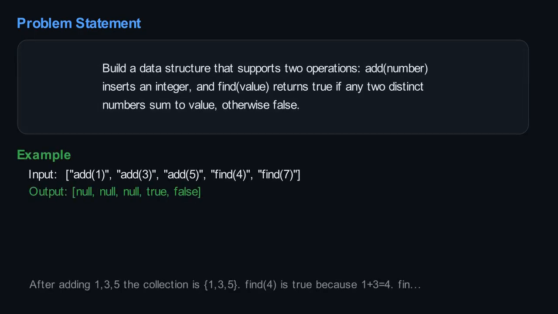The first operation, add, inserts an integer into the collection. The second operation, find, returns true if any two distinct numbers in the collection sum to a given target value, otherwise false. For example, if we add 1, then 3, then 5, a call to find with target 4 should return true because 1 plus 3 equals 4, while a call to find with target 7 should return false because no two numbers add up to 7.